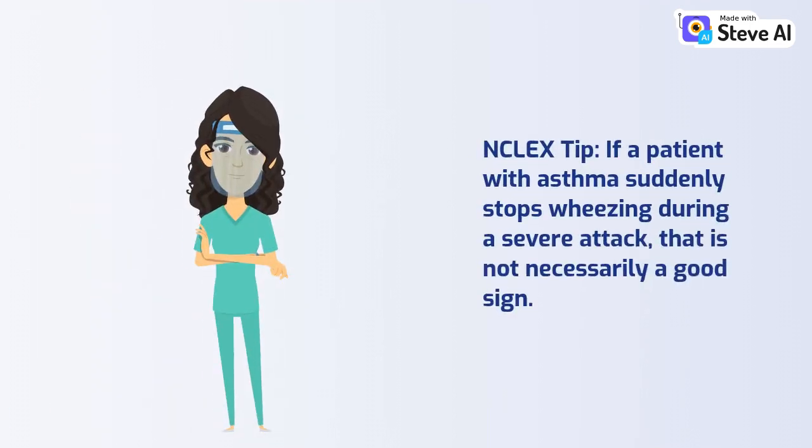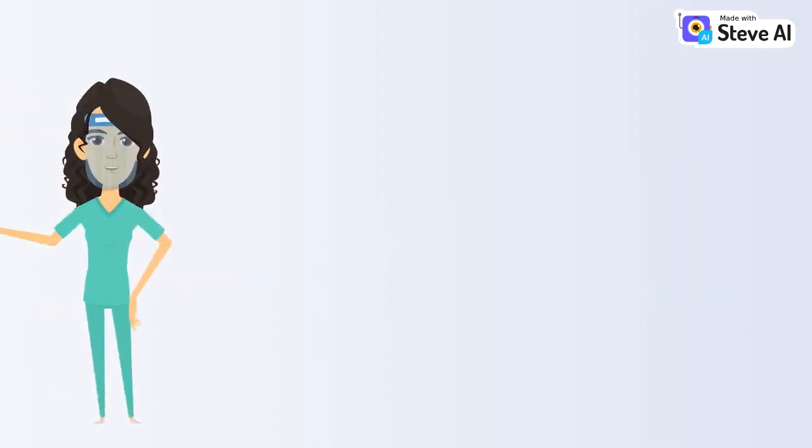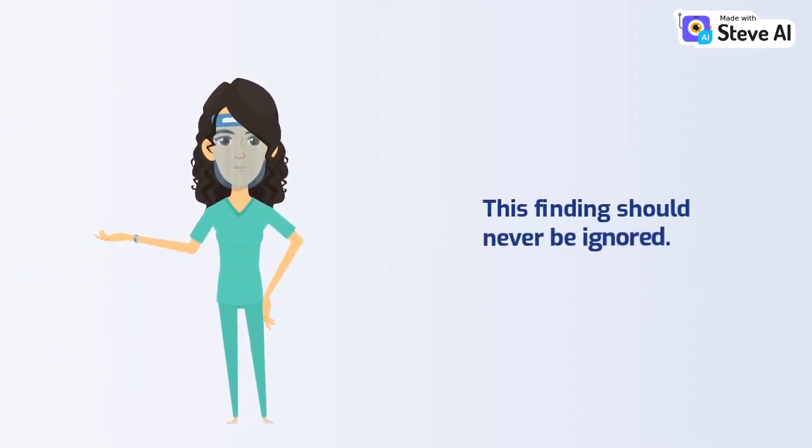NCLEX tip: if a patient with asthma suddenly stops wheezing during a severe attack, that is not necessarily a good sign. A silent chest may indicate that very little air is moving through the lungs, making it a medical emergency. This finding should never be ignored.